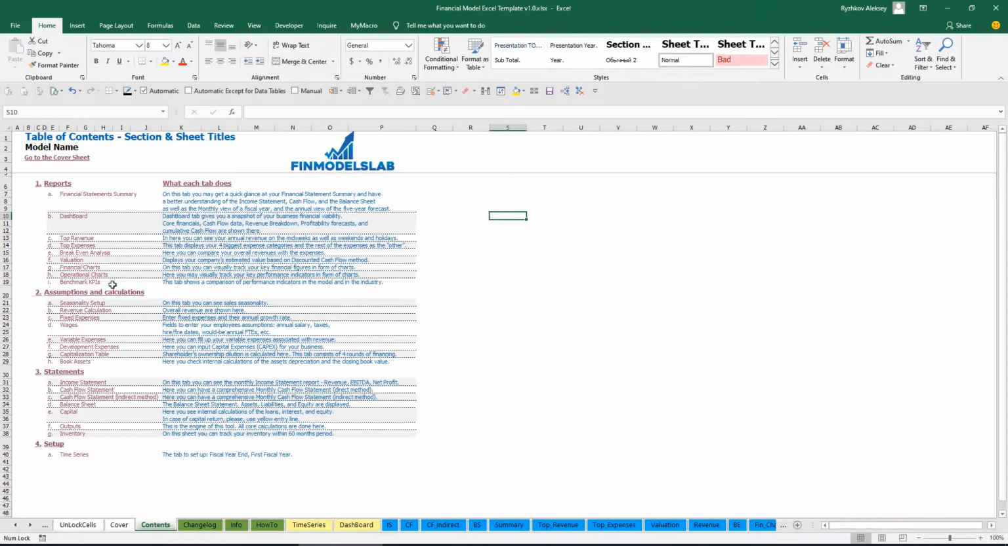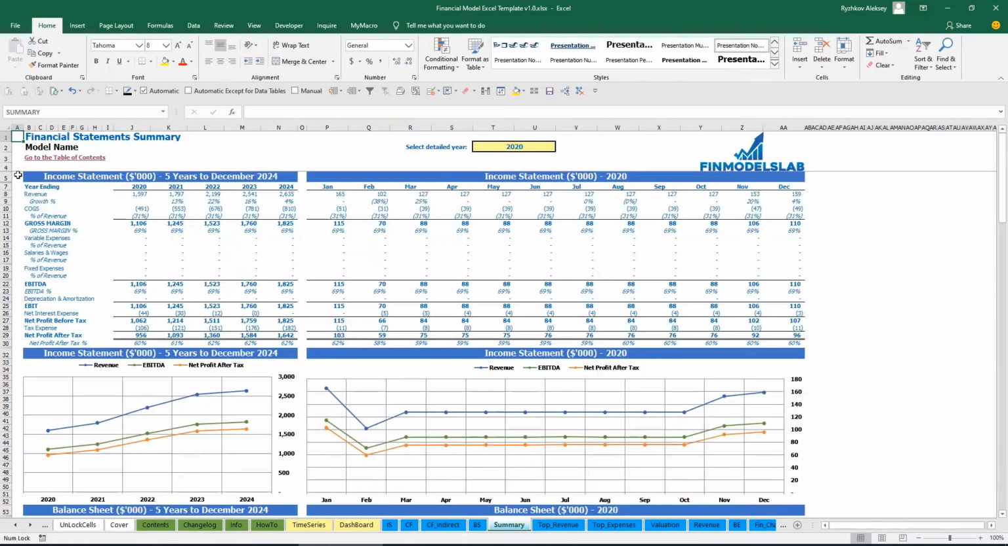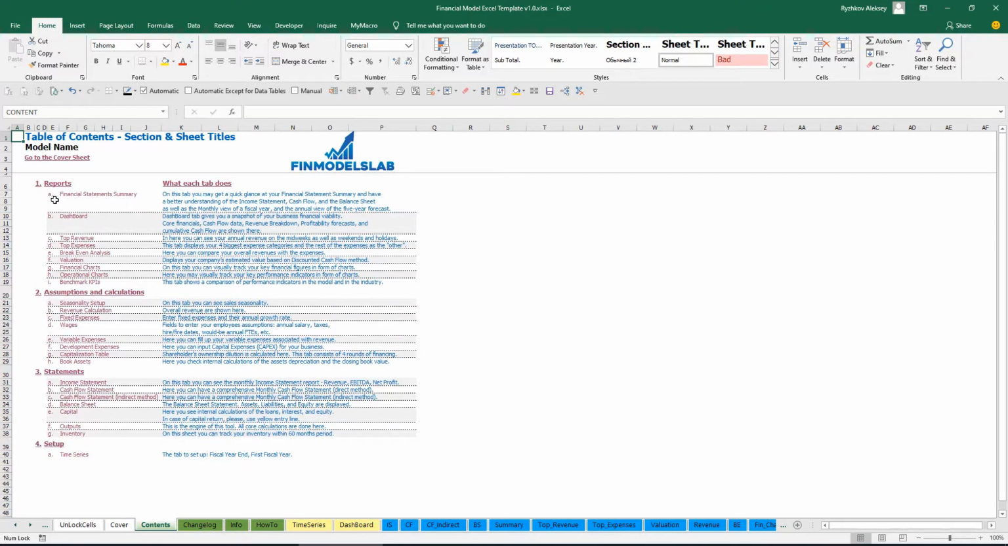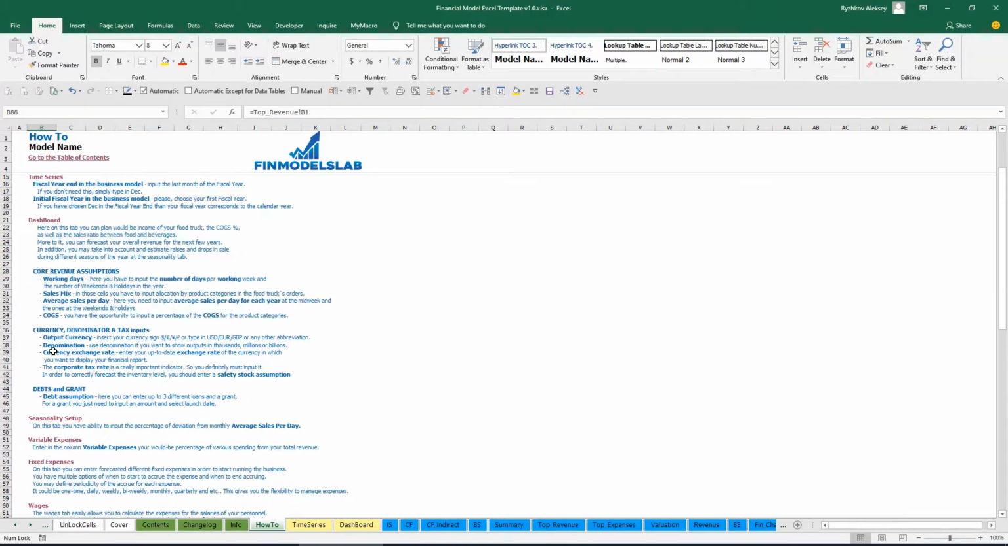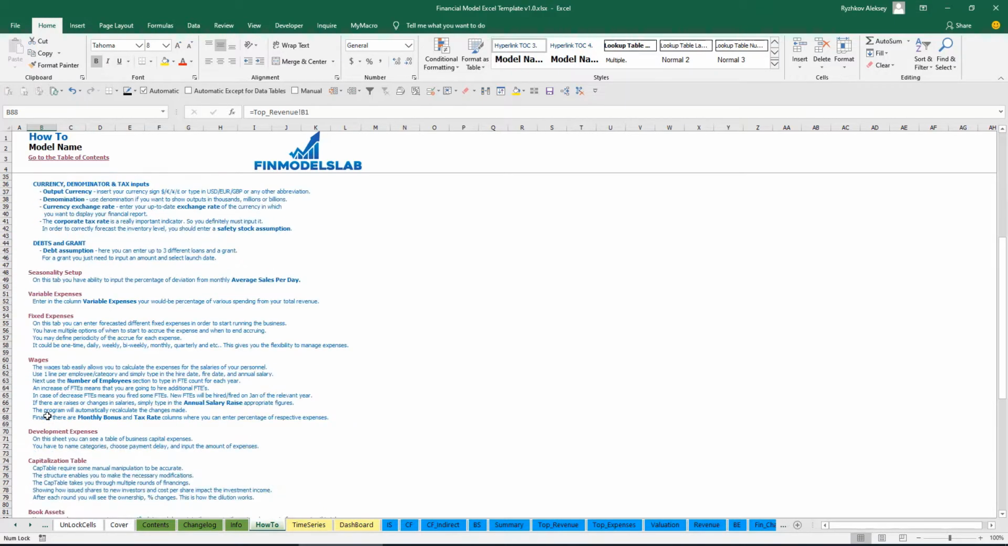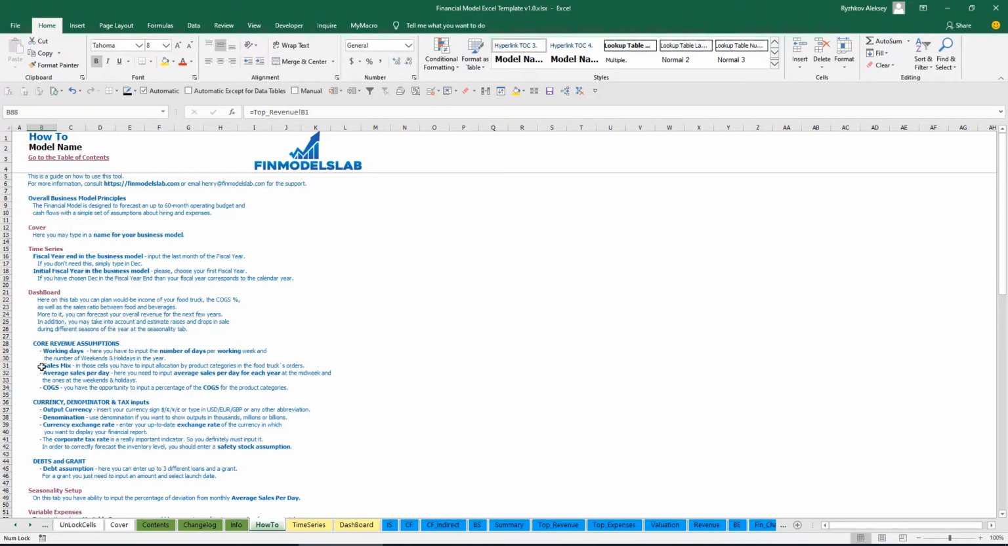Additionally, you have Contents tab, which allow you to navigate across the model very simple. So you may click on any report and you can go back. It is broken down by reports, assumptions, statements and setup. There is short explanation about what each tab does, but if you want to know more, you can go to How To and to see more detailed explanation of what each tab does and what inputs you may find on this sheet and what kind of outputs you may find on this sheet as well.